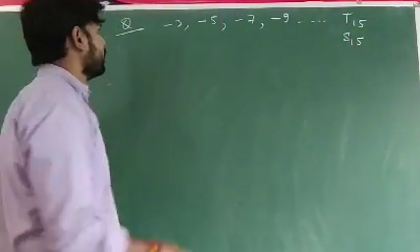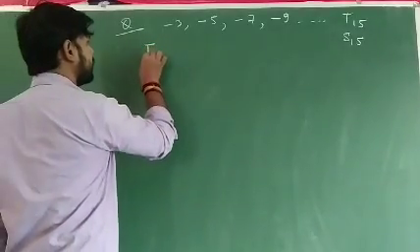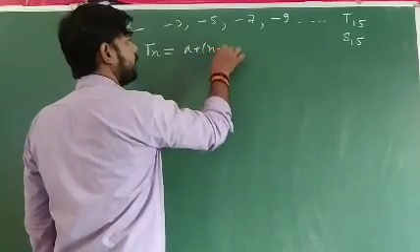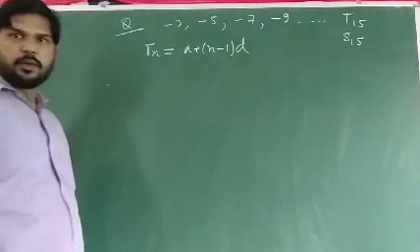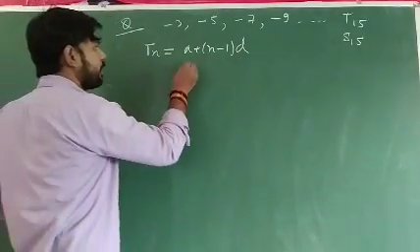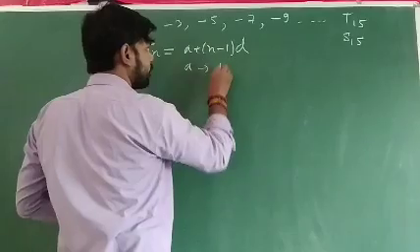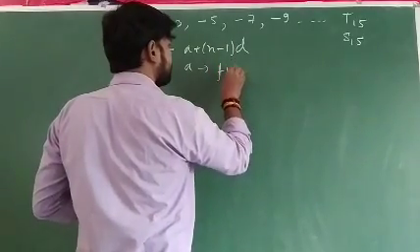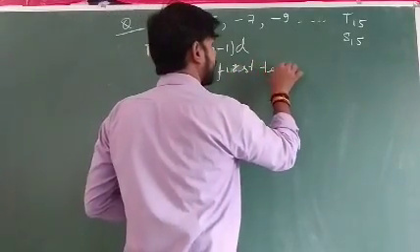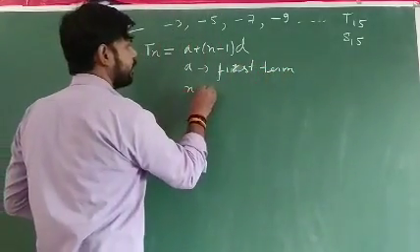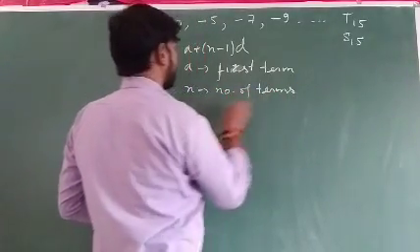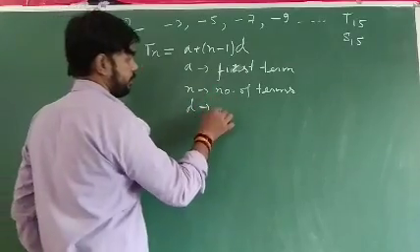For that, what do we need to find? We just need to find the Tn term. The formula of the Tn term is a plus n minus 1 into d, where a implies first term, n implies number of terms, and d implies common difference.